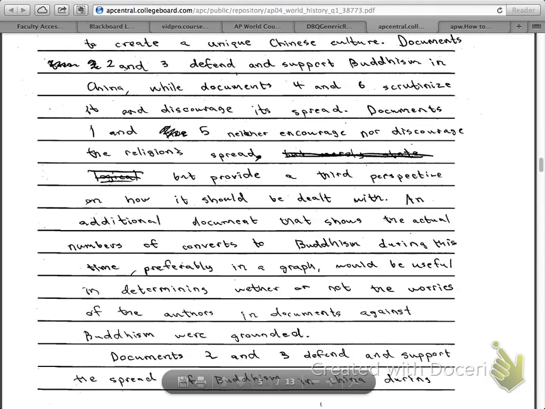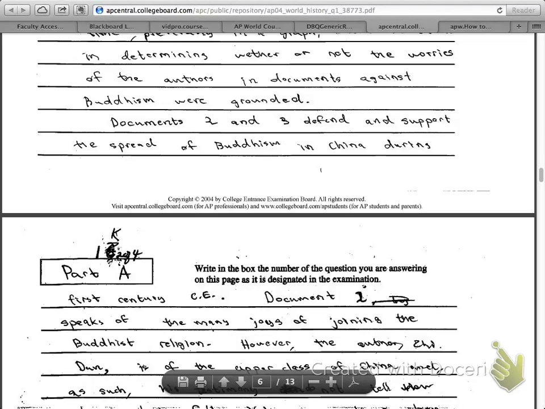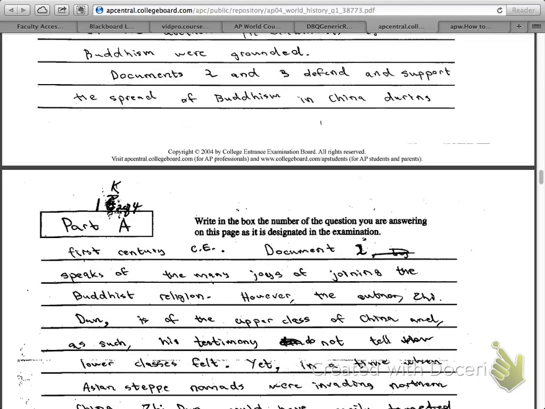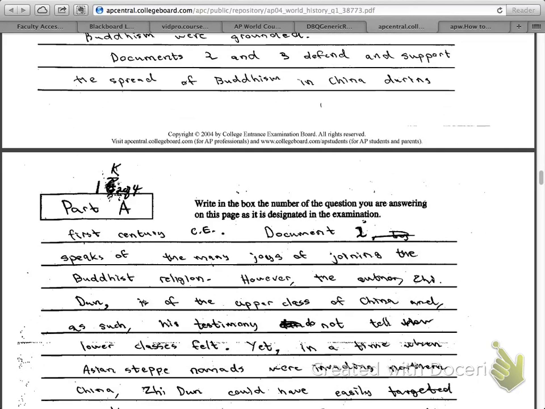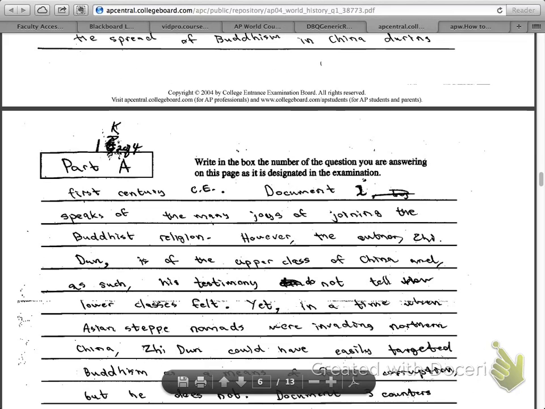So, here we go. First paragraph. What is she going to be talking about? The support. People that supported it. Documents 2 and 3 defend and support the spread of Buddhism in China during the 1st century CE. Document 2 speaks of many joys joining the Buddhist religion. However, the author is of the upper class of China, and as such, his testimony does not tell how the lower classes felt. What is she doing right there, guys? Point of view, exactly. You see how she weaves that in to the actual analysis?